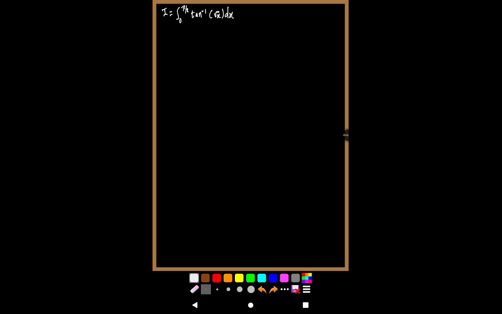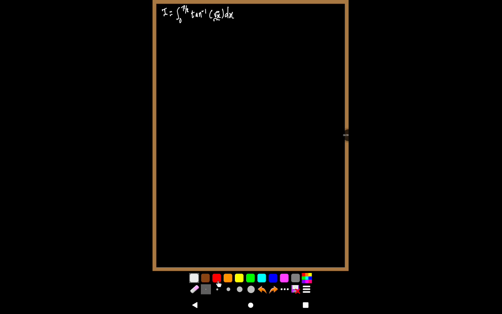So let us dive into the solution. Now, how do we solve this problem? The first thing we are going to do is to make a substitution. So substitution in one sense. Now this is the square root of x.